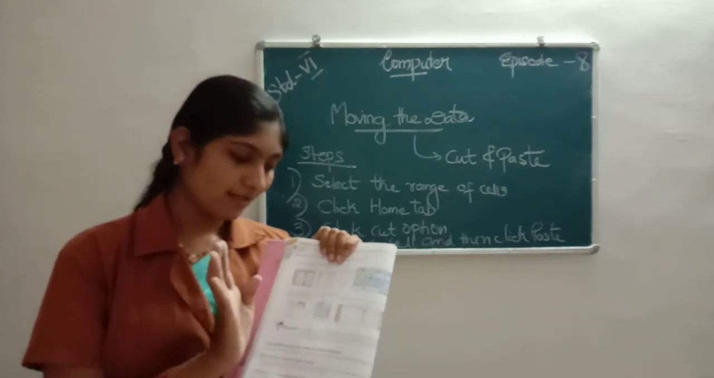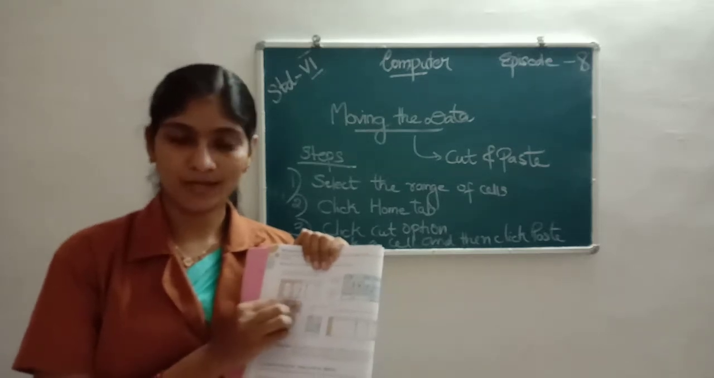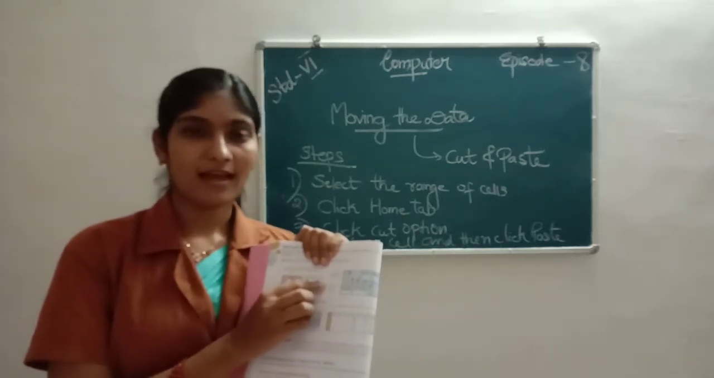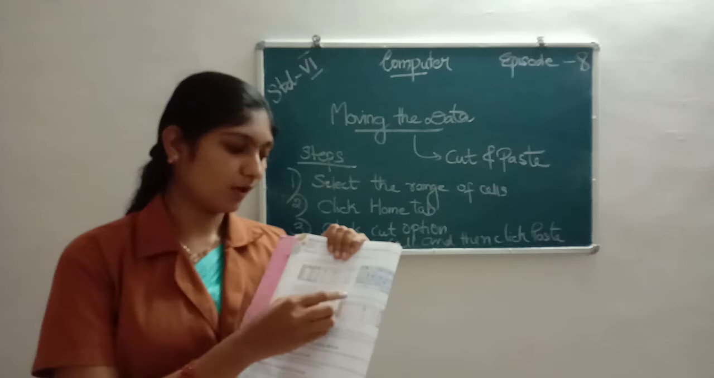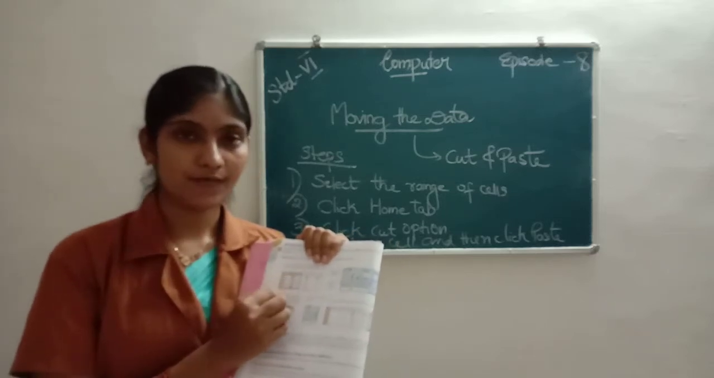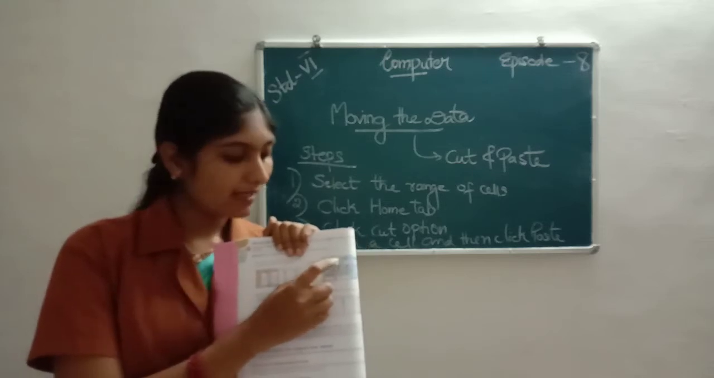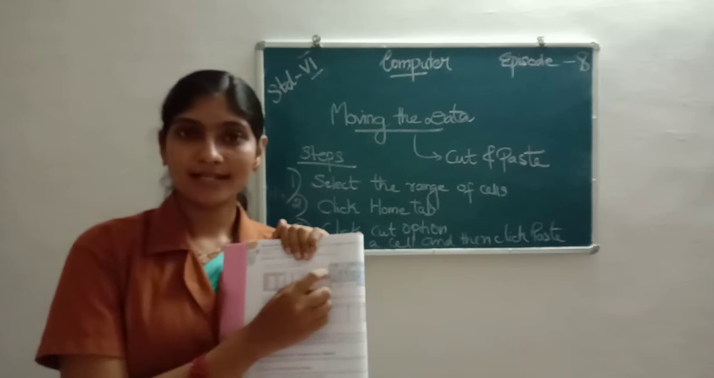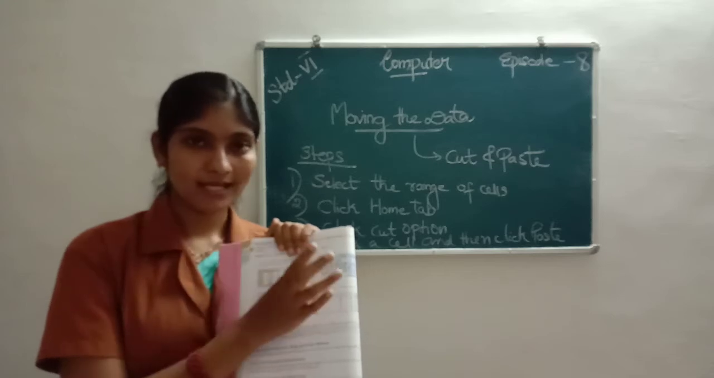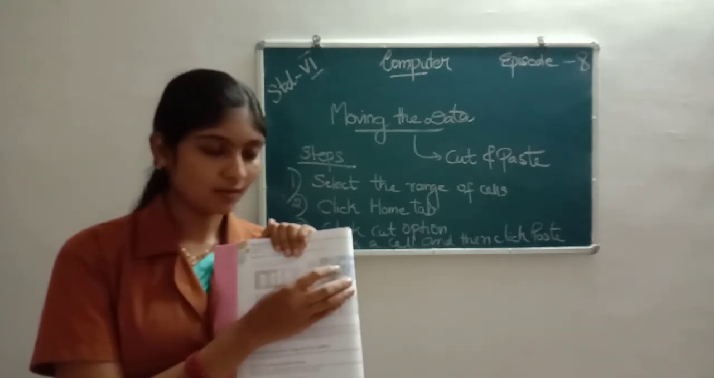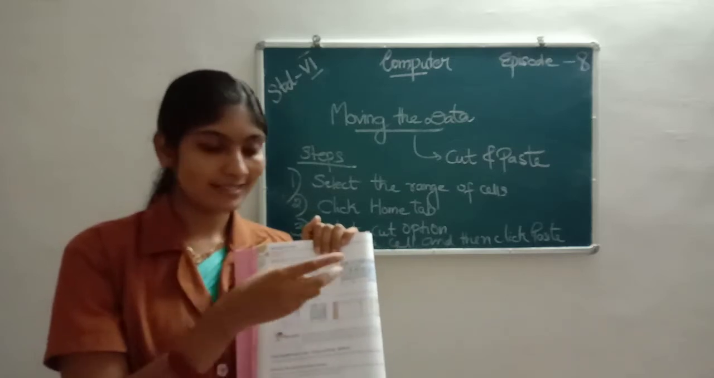Then after that, click the Home tab. That means after selecting the names of students, go to Home tab and then click which option? Cut option. So first, select the range of cells and then click on Home tab. Here is the Home tab, and we know under the Home tab there are some buttons like cut, paste, copy, etc. So here is the cut option. There is a symbol of a scissor. There is a cut option.